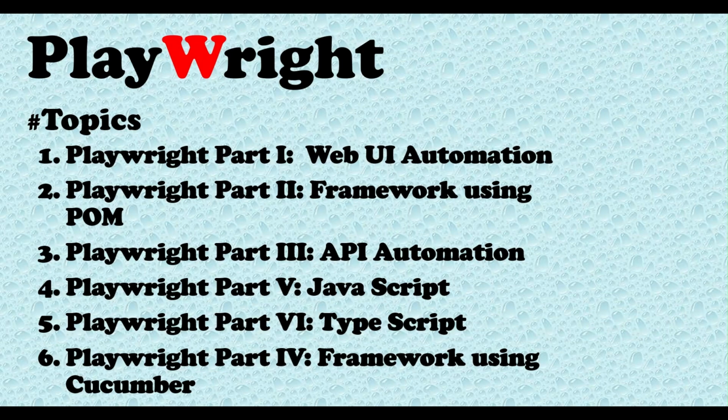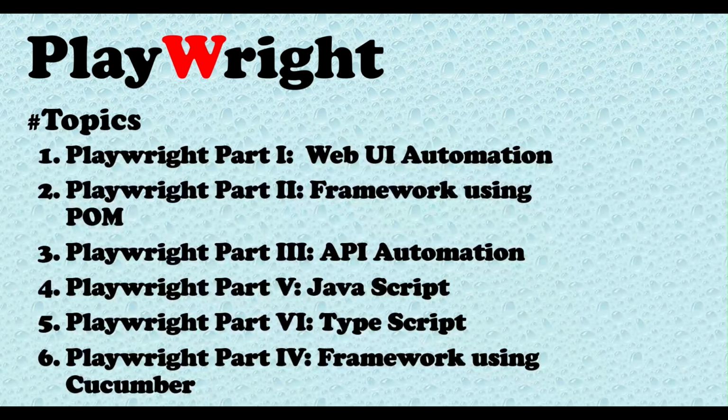Before starting this series, I want to show you what we are planning to cover. Part one will be web UI automation, which we are going to see from the next chapter. After that, I'm going to create this framework using the page object model for you. You can refer to it and implement it in your project. That will be really very helpful for you. And the third part will contain the API automation.